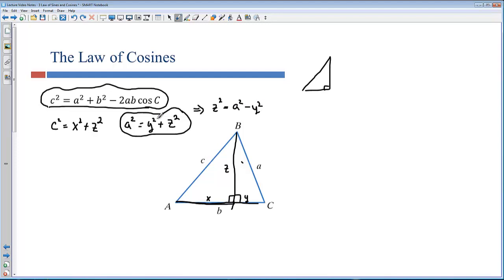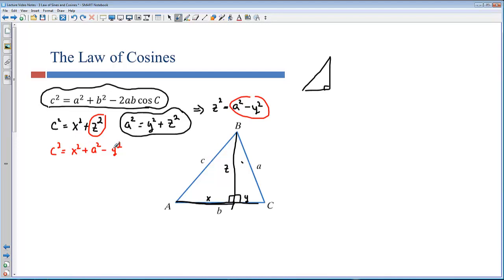We just subtract y squared from both sides. Then we can plug into the first equation for z squared. Since z squared is this, we just replace it with what it's equal to. So we get c squared is equal to x squared plus a squared minus y squared. All right, so we're getting closer to the formula that we want.